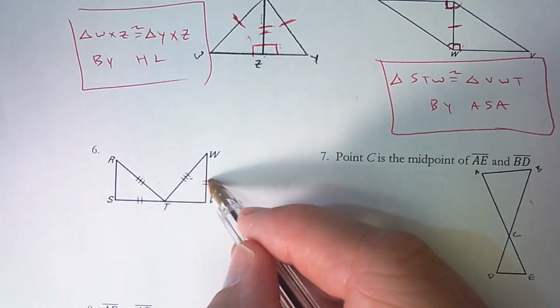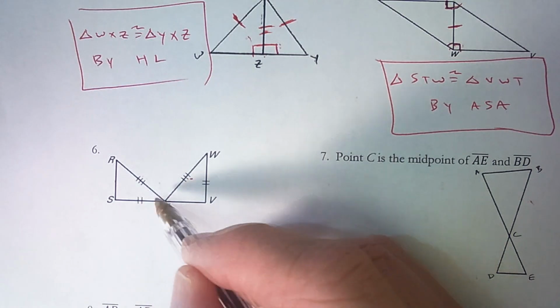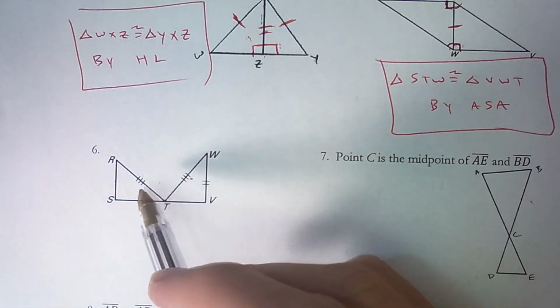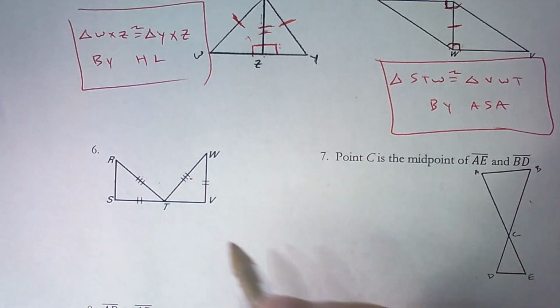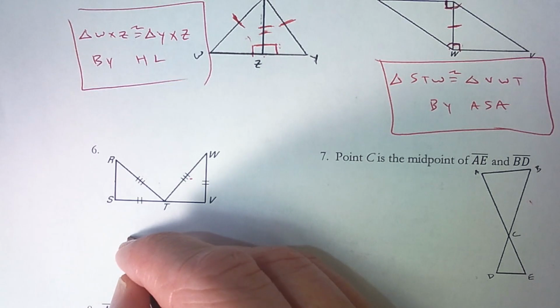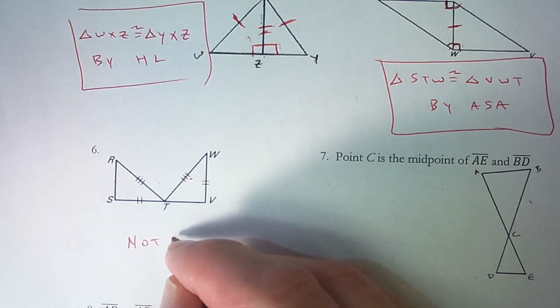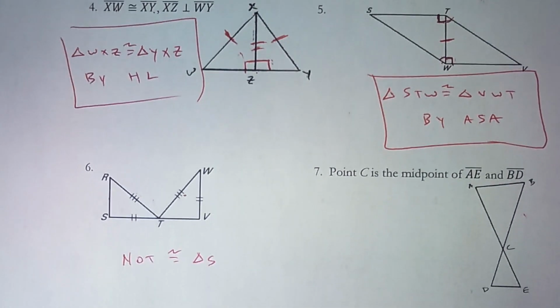Here I've got a set of congruent sides, another set of congruent sides. I don't know anything about the third sides. These are not vertical angles. There's no more information that I can get out of these two triangles. Side, side is not enough. I'm going to have to say that the two triangles are not congruent. So not congruent triangles.